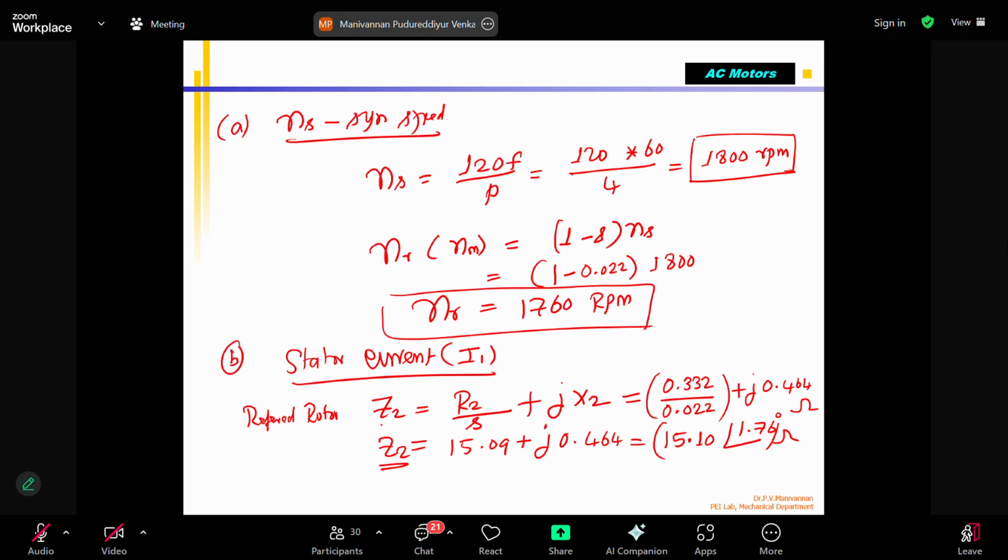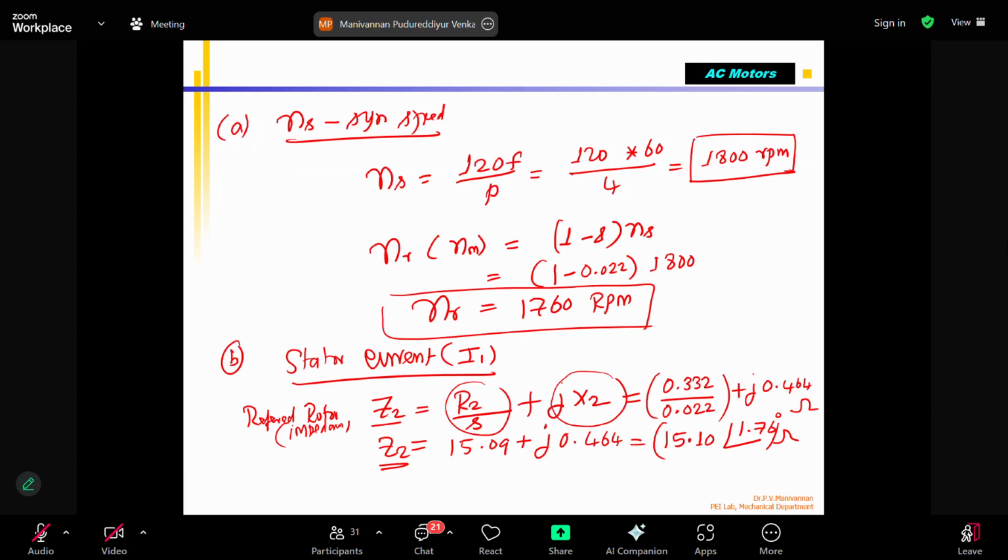So Z2 is called the referred rotor impedance, referred with respect to the stator coil. Basically there are two, primary and secondary, and the equivalent circuit is with reference to the rotor side, so the equation was written for that. Z2 equals R2 divided by S plus jX2. Nothing but rotor impedance. Impedance means resistance plus reactance together. The values were given, and from that we computed the rotor side.